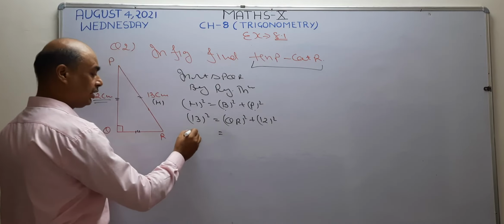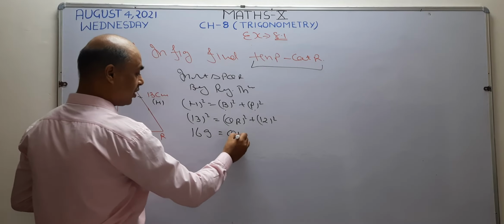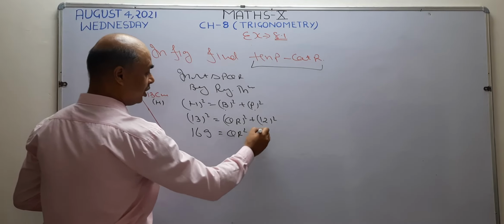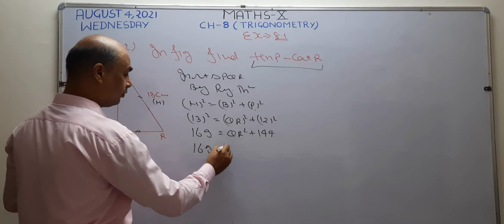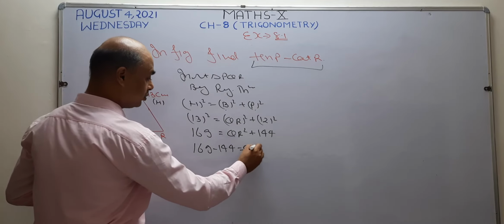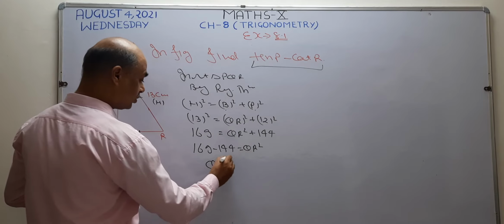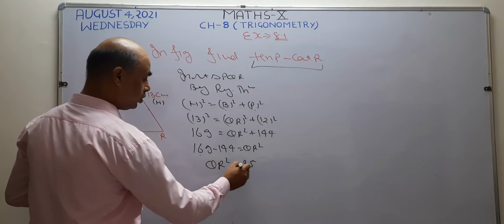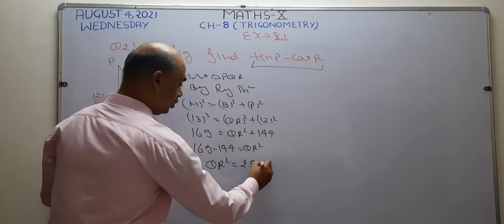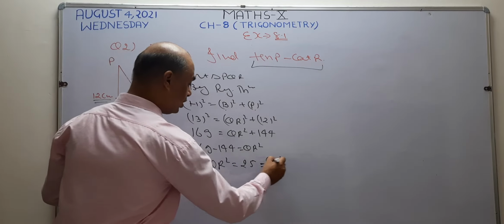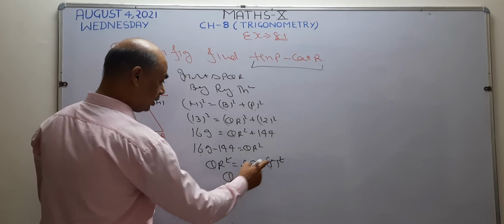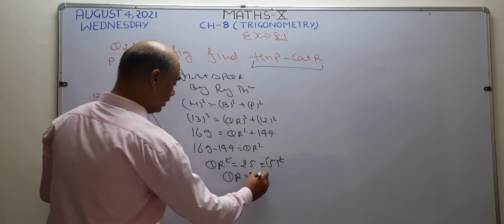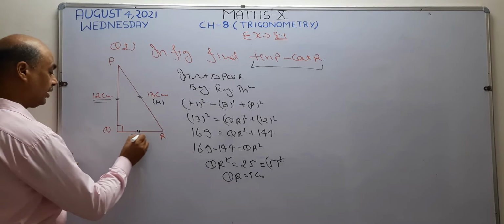Now square of 13 is 169. This is QR square. Square of 12 is 144. Now I take this 144 from right to left, so this becomes positive to negative. I write here this one. Now QR square is equal to 169 minus 144, that is 9 minus 4 is 5 and 6 minus 4 is 2. So this is going to be 25. As you know, 25 is the square of 5. This square is cancelled. So QR becomes 5 centimeters. So the base of this triangle becomes 5 centimeters.